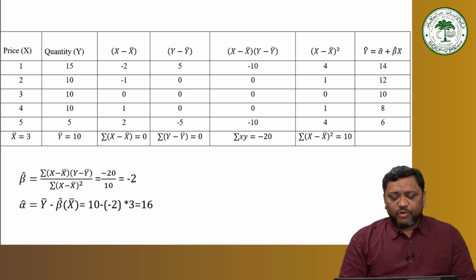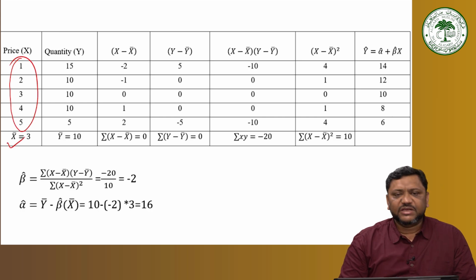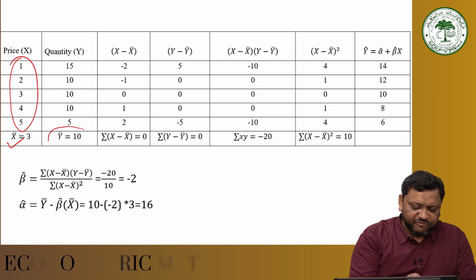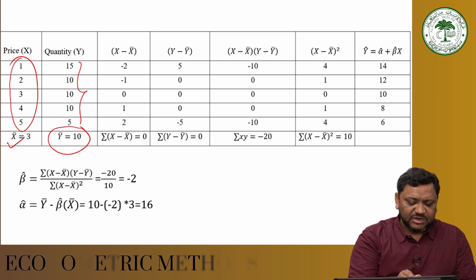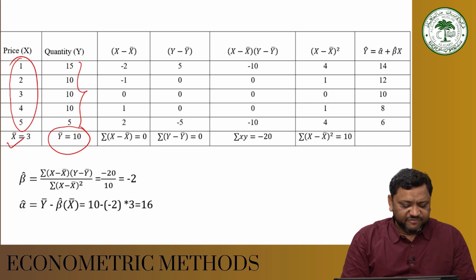Now we are going for the calculation. First of all, we take the mean of x, that is equal to 3. So 1 plus 2 plus 3 plus 4 plus 5 divided by 5, that is 15 divided by 5, which is equal to 3. Then we take the mean of y. We add all these numbers: 15 plus 10 plus 10 plus 10 plus 5 divided by 5. So that is equal to 10.